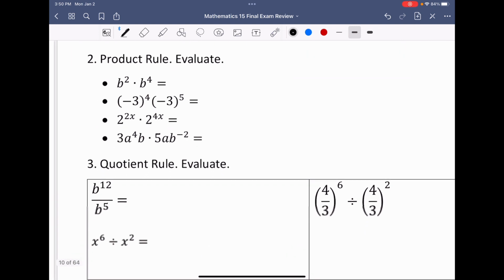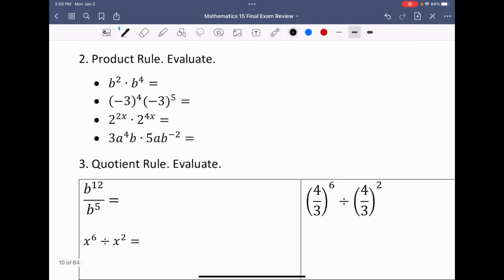All right, product rule. This introduces one of our first rules besides 0 and 1 as our exponents. Product rule refers to when you multiply things with a common base, what happens to their exponent. So in this first one here, b squared times b to the 4, our common base is going to be b. And then we add the exponents. 2 plus 4 is equal to 6. So this is b to the 6.